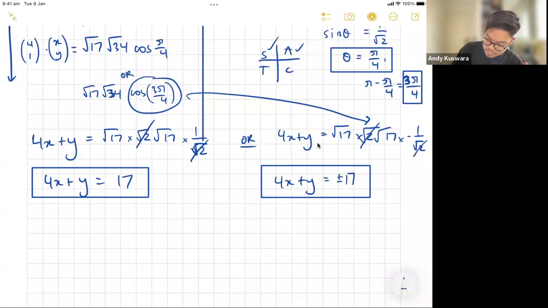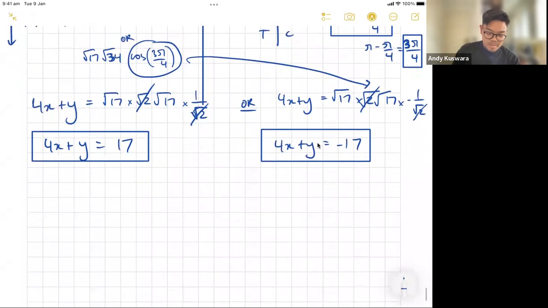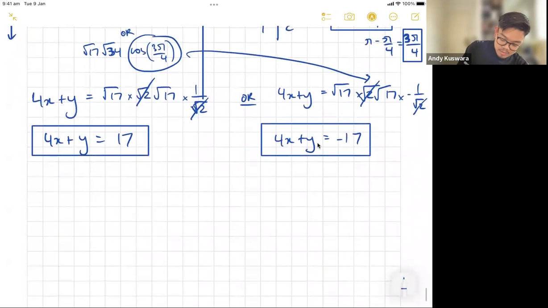Okay. We'll just minus 17 here. So I was jumping a bit ahead of myself. Okay, so let's take this one. And so 4x plus y equals 17. I'm going to say, okay, y equals 17 minus 4x.